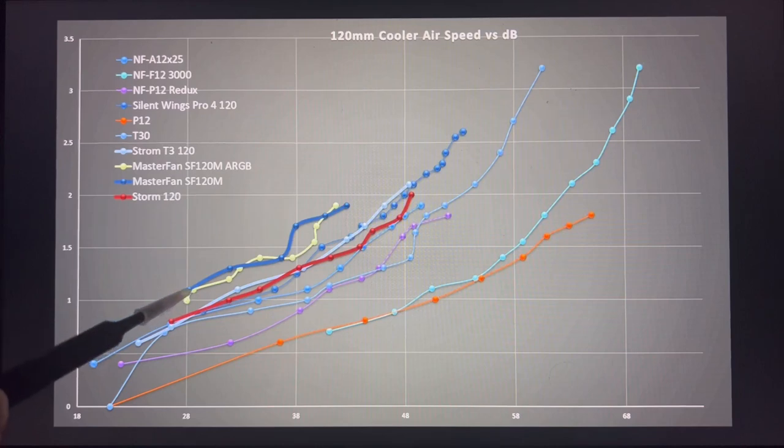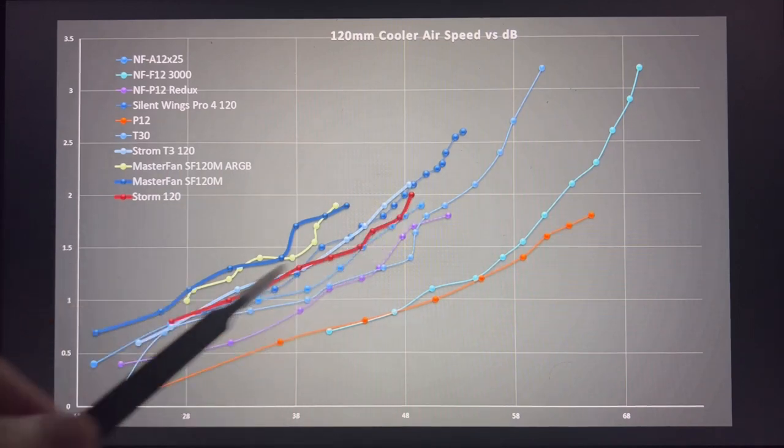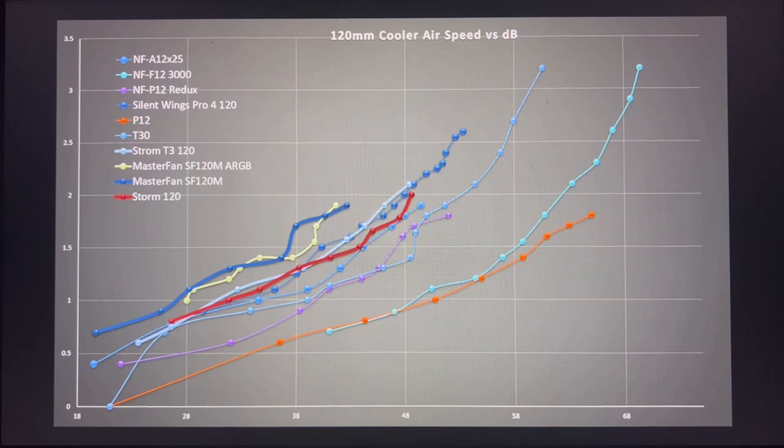I did highlight the RGB version just as a comparison point. They are similar, and that is kind of the margin of error. If I got enough of these fans and tested to infinity, they'd all average out to something, probably between these two. As for the Storm, the Storm 120 is this red line, and it's on the better side of the middle of the pack.